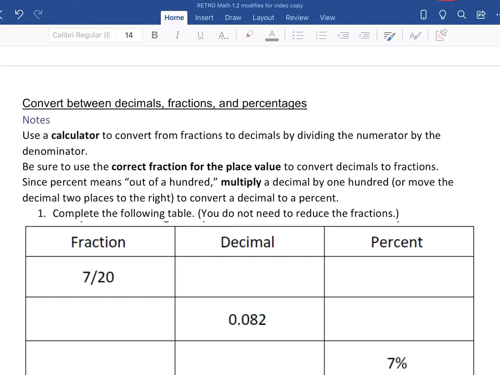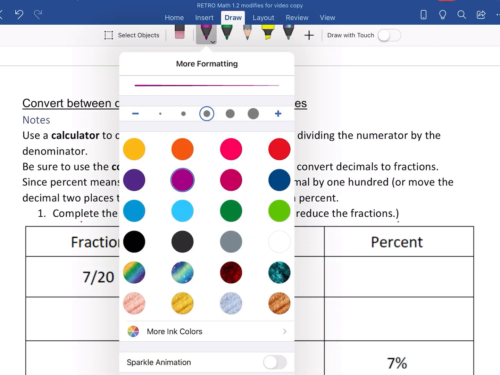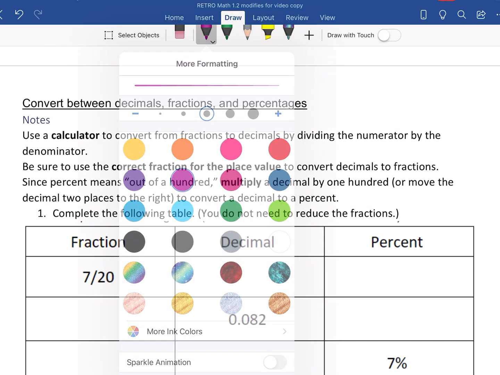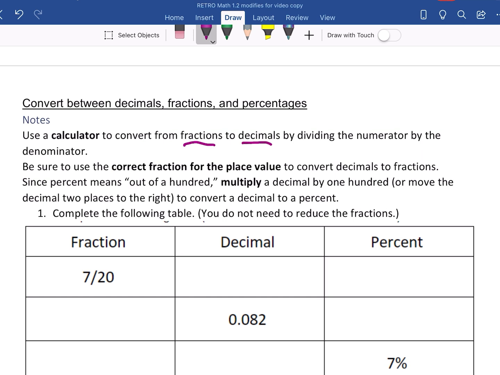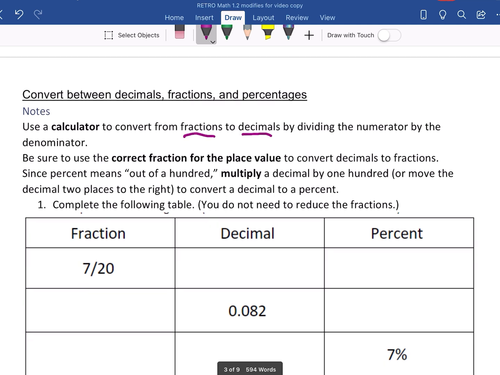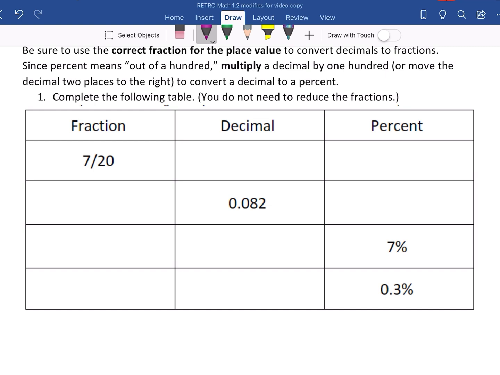Okay, let's look at converting between decimals, fractions, and percentages, because you're going to need to convert between those as you're working problems in stats. Now, you can use a calculator to go from fractions to decimals. Be sure to use the correct fraction for the place value. And remember that when you're going from decimals to percent, you're either multiplying by 100 or dividing by 100.